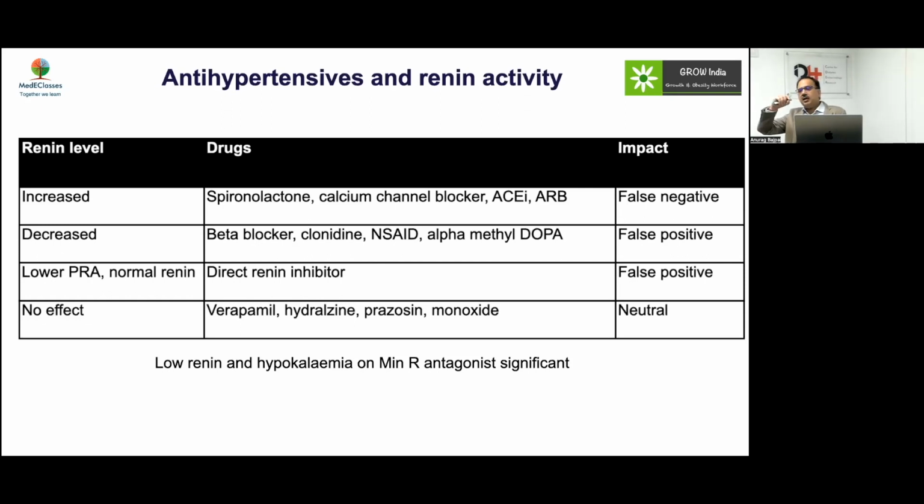If they are hypokalemic, then that is something that is actually overriding the effect. This is 100% sure that this is an endocrine form of hypertension or renin excess, which is there in that perspective.